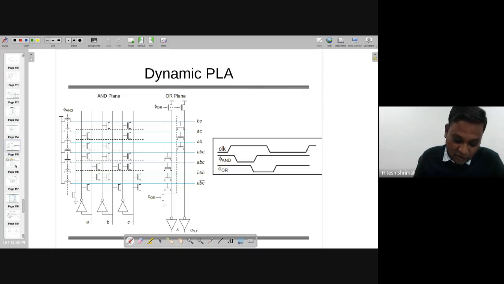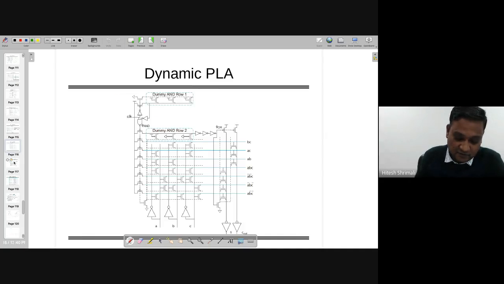You can add the clock also, by adding a clock, right? For phi AND and phi OR. You can add some dummy logic, and if you want to make it dynamic, you can do that again with the clocking scheme, right? So various things you can do, but it's the same thing. You are trying to make it so that you can achieve lower power.